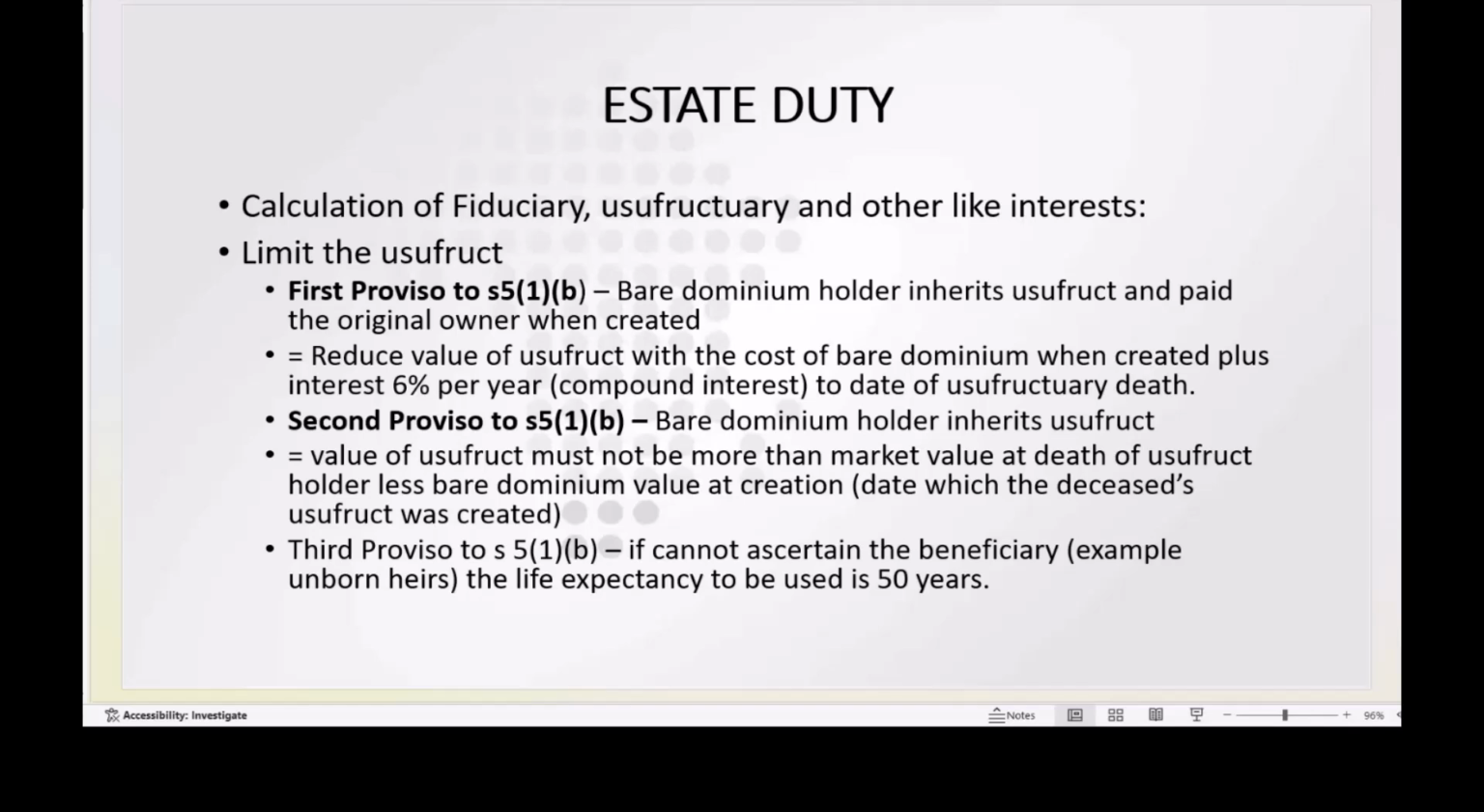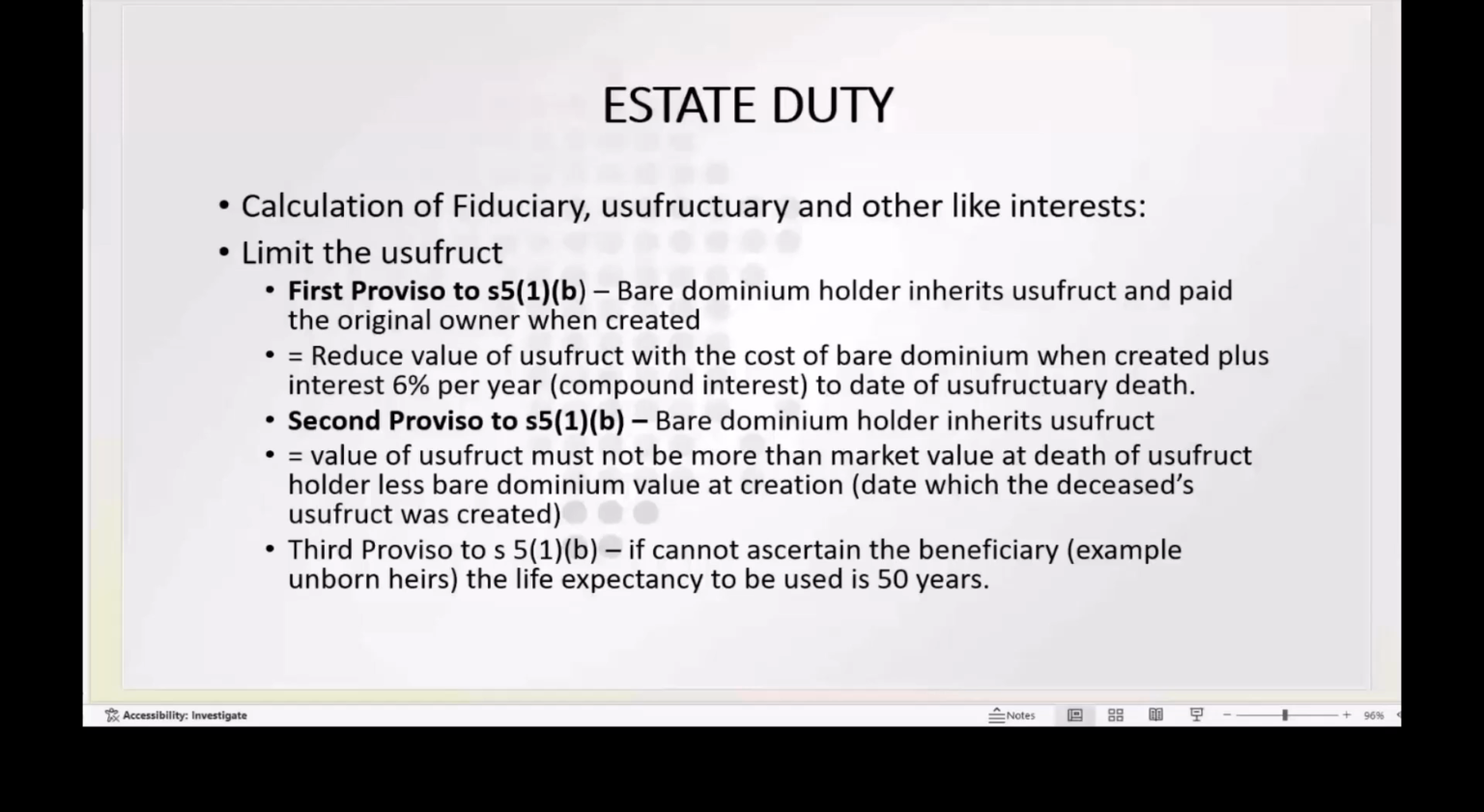So what that means is, if I now have the bare dominium, the ownership of a property for instance, and then the usufruct is given to someone else, and then the person who has the usufruct passes away, and I had to pay for that bare dominium when I got it in the first place, let's say for instance 5,000 Rand. Then when we determine the usufruct on the date the usufruct holder passes away, I need to take that 5,000 Rand and multiply it by 6% compound interest, to the date that I inherit that usufruct from the usufruct holder.